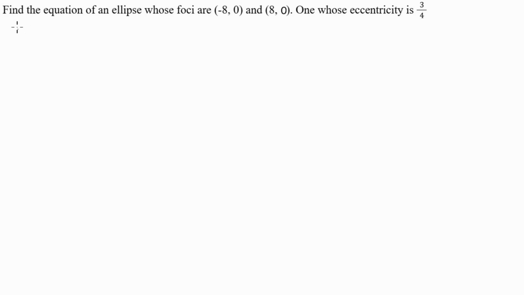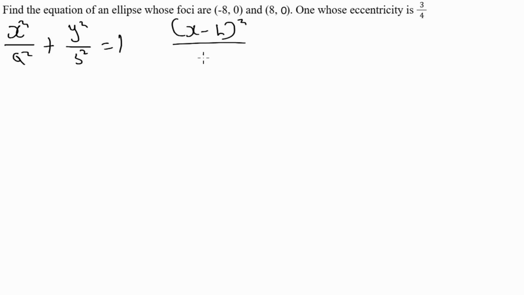First, the equation can either be x squared over a squared plus y squared over b squared equals 1, or (x minus h) all squared divided by a squared plus (y minus k) all squared divided by b squared equals 1, or the values of a and b should be flipped. It depends on the orientation. But before that, we need the center of the ellipse. We must know if the ellipse is centered at the origin or not, to know which form it is going to be.